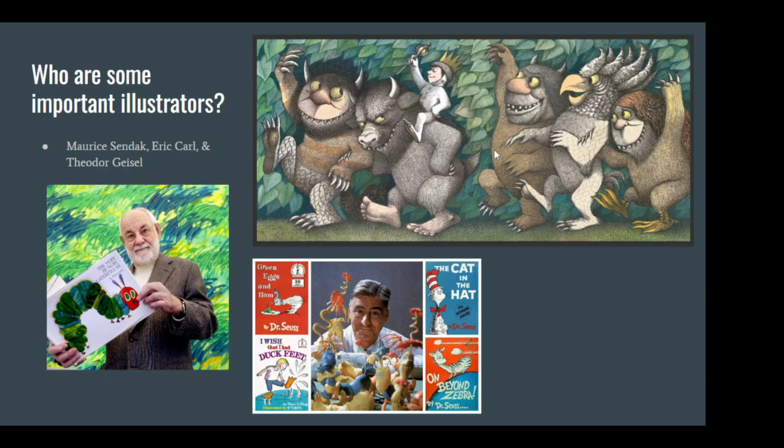So Maurice Sendak, and again, kind of had his own style. Eric Carle, who we probably are familiar with, A Very Hungry Caterpillar, he had a very unique style where he painted pieces of paper and then he cut them up and he collaged and he photographed those. So that was his style. He didn't work digitally. Actually, none of these guys work digitally. And then probably the most famous here, Theodore Geisel, better known as Dr. Seuss.